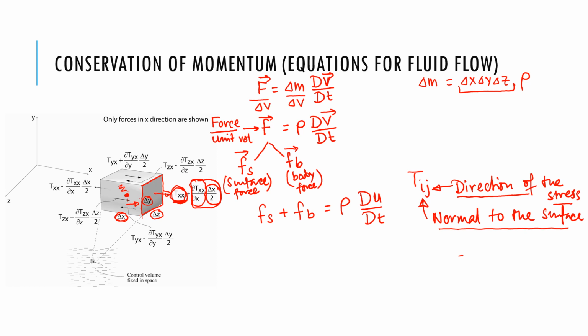And the same way it is on the other side, except that you're going backward, so it's going to be Txx minus del Txx del x times del x over 2. So with this definition, I'm going to write up all the components, all of the surface forces on the 6 faces that are occurring right now.